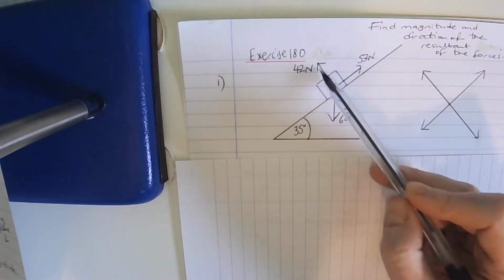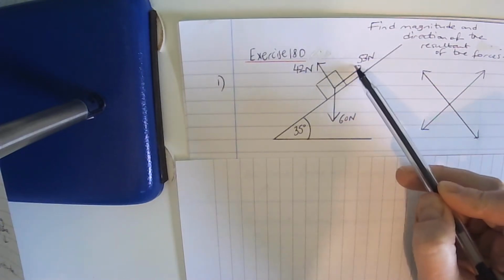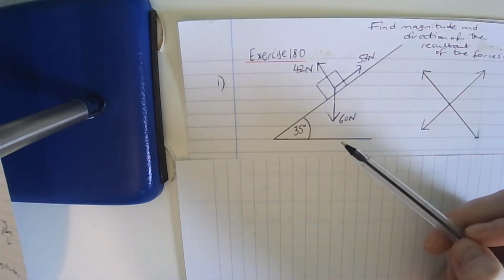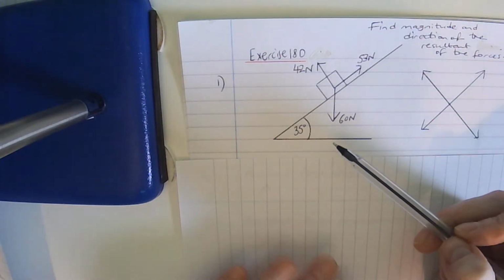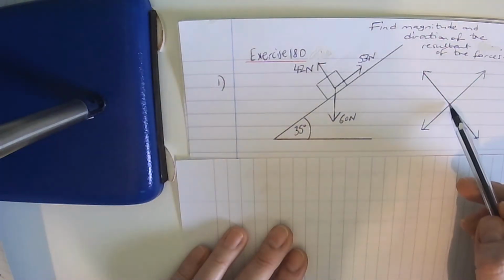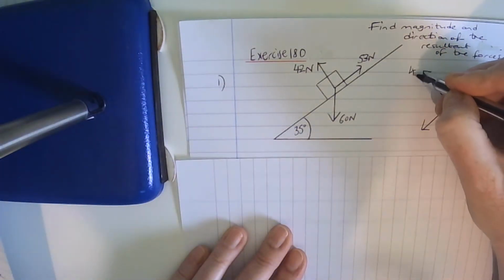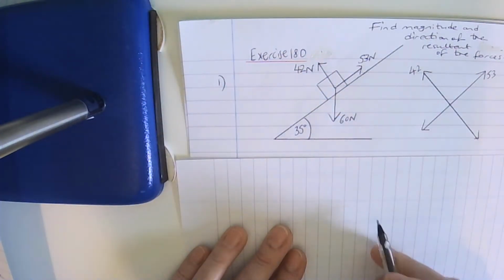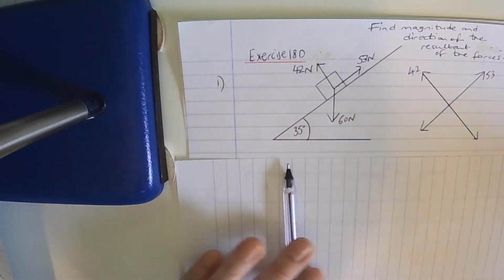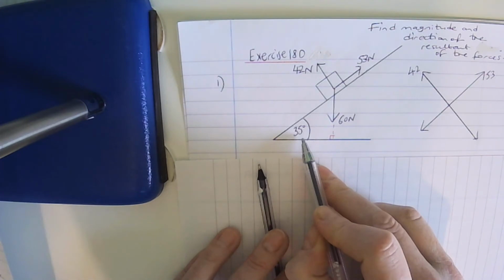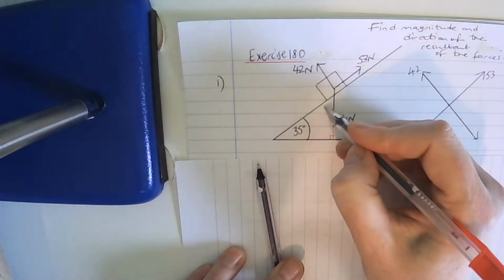42 newtons acting perpendicular to the plane, 53 newtons acting parallel to the plane, and then 60 newtons acting not perpendicular but at an angle towards that perpendicular. Okay, so first of all I'm going to mark on all our forces parallel and perpendicular to the plane. So starting just up here, we have 42 acting perpendicular to the plane, 53 acting parallel to the plane, now 60, and as I've said before, using your right angle triangle, 90, 35, we have to find that missing angle, which will be 55.